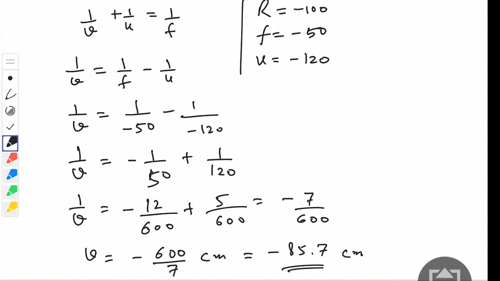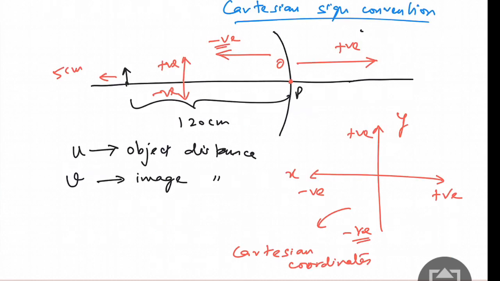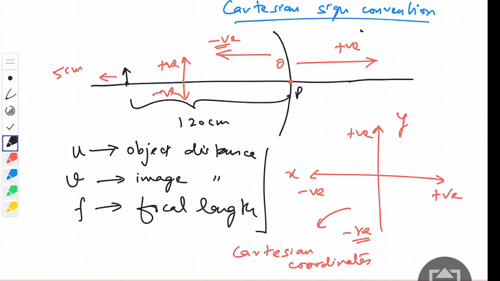These are the two things. What is v, u, f? Maybe you missed the last class, so let me show you. In the previous class we had discussed that u is the object distance, v is the image distance, and let me write f also. f is the focal length. So that is what v, u, and f are. If you have any doubts, you can ask me.